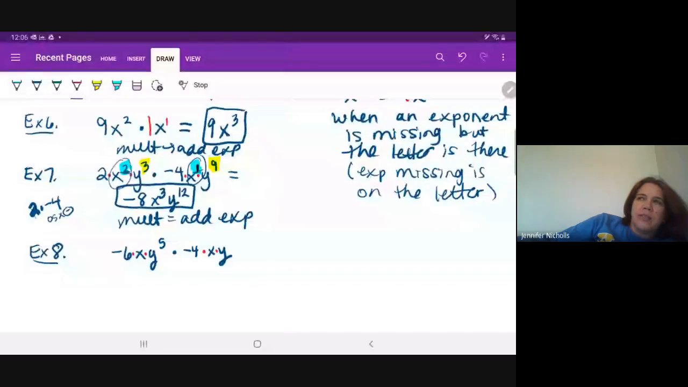in the I deal with the coefficients first, then I deal with the x's, then I deal with the y's. Okay, so who's missing an exponent? So the exponents can only be missing on the letters, not the numbers, because we don't really like to have numbers with exponents. It's possible, we just don't like it.